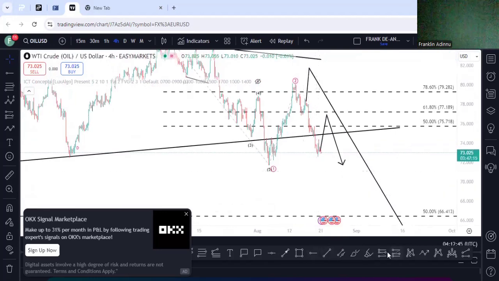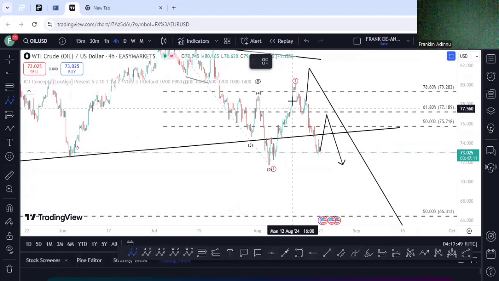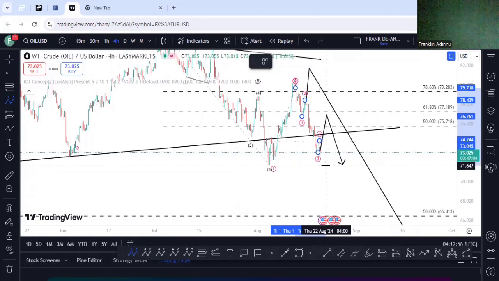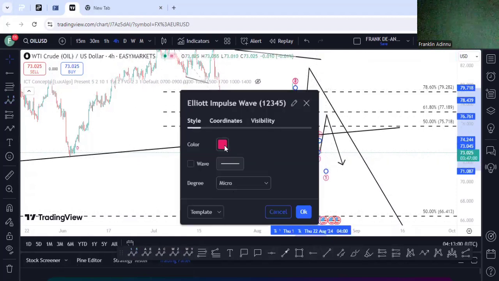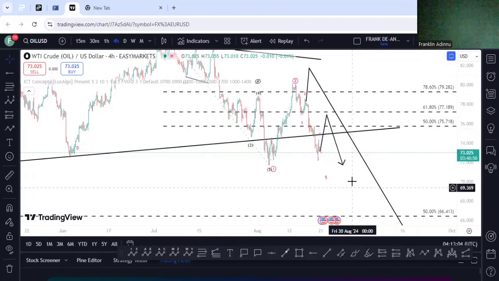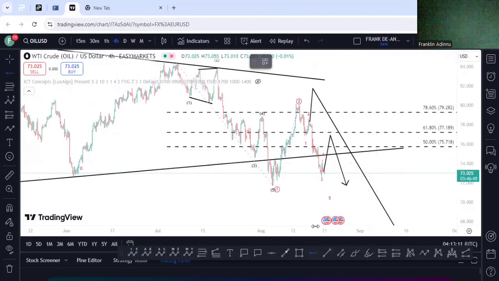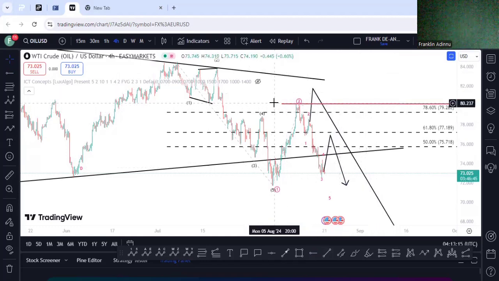Look at it now. This is 1, 2, this is 3. It's going to do 4, going to do 5. And when that is done, I'll wait for a correction. Then I can enter. Then here will be my stop loss. Here will be my stop loss.